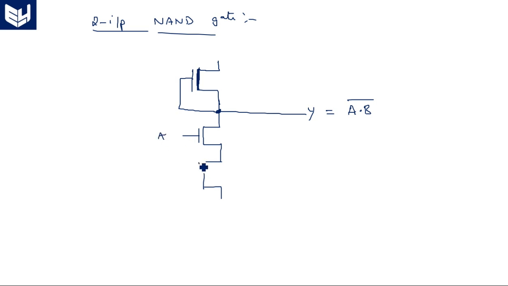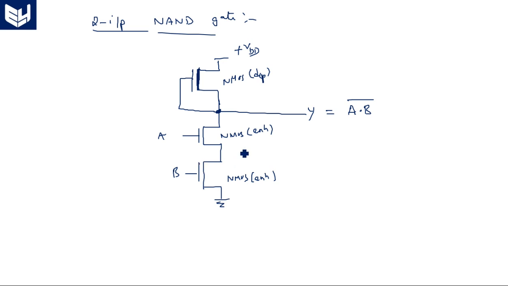So A, B. This is VDD, the NMOS depletion, and this is NMOS enhancement mode. This is also NMOS enhancement mode. So Y is equal to AB bar. The output itself is a complemented form. If you have any doubt, you can check by applying zeros and ones.